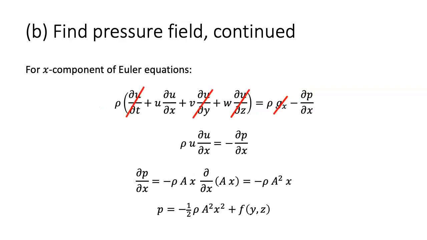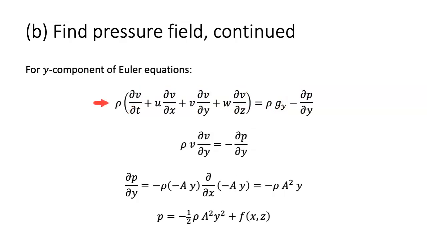Many of the terms are zero, and the equation reduces to a much simpler partial differential equation that can be integrated as shown. Note that for the partial derivative, instead of just a constant of integration, we get a possible function of y and/or z. Second, we write the y component of the Euler equations. Again, many of the terms are zero, and the result of the integration is shown. Note that this time we include a possible function of x and/or z.